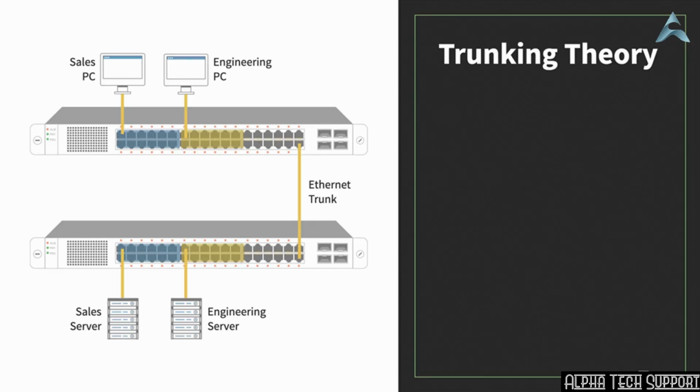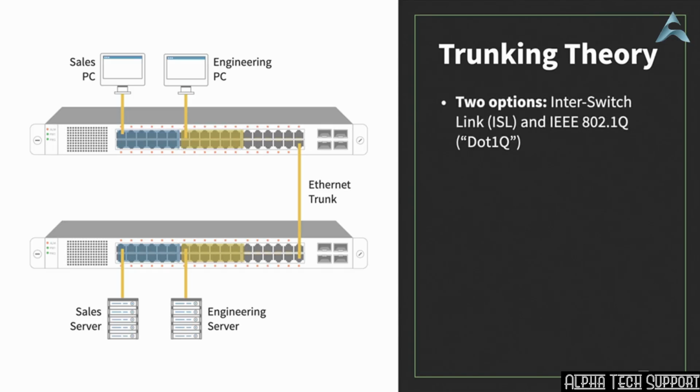And as the traffic goes, for example, from the sales PC down to the sales server, the Ethernet trunk can tag the sales traffic to say, you belong to the sales VLAN, and the same thing for the engineering traffic. When we're setting this up on a Cisco Catalyst switch, you may have two different options for the trunk encapsulation type. One is an older Cisco proprietary approach called ISL, inter-switch link. I want you to know that it exists because sometimes that is the default, but today we almost always want to use the industry standard of IEEE 802.1q, often referred to as simply .1q.